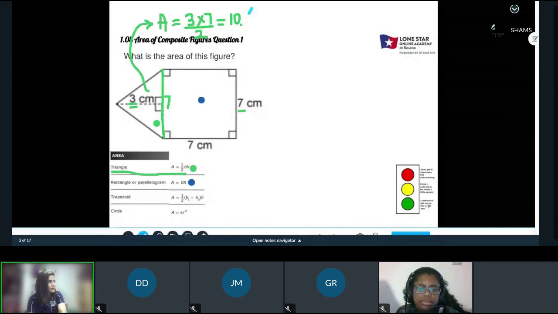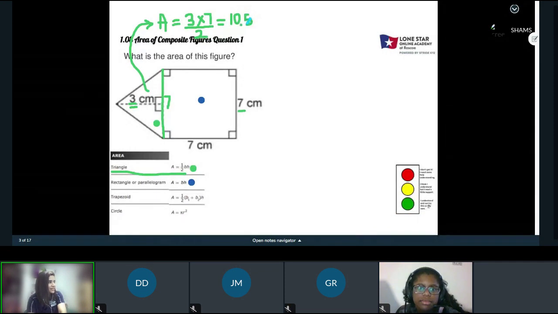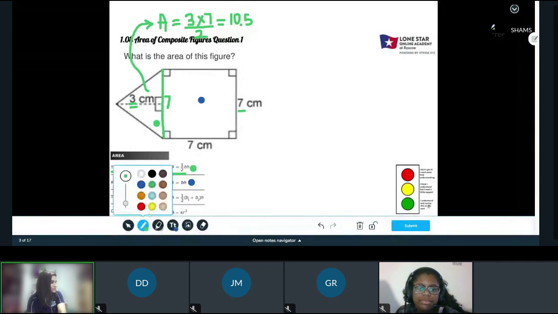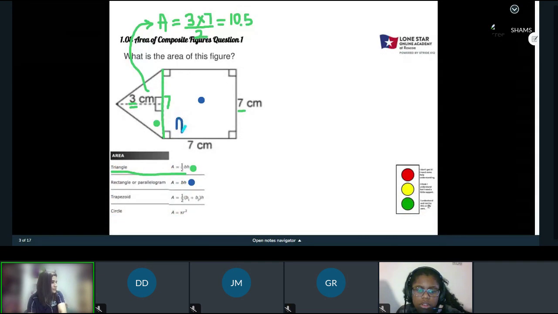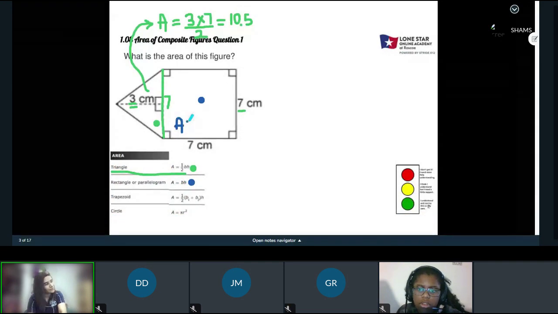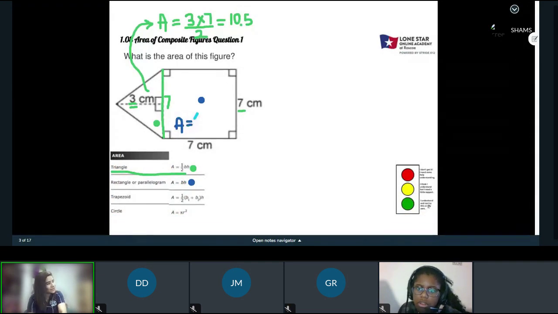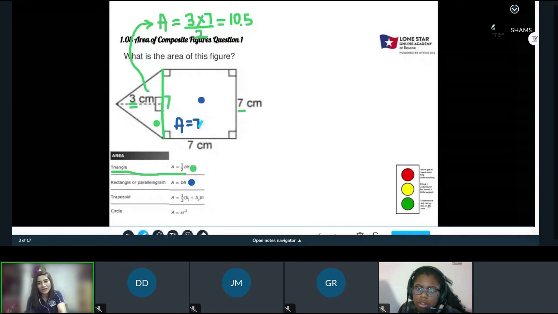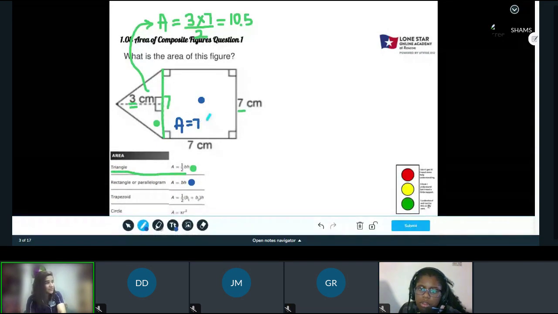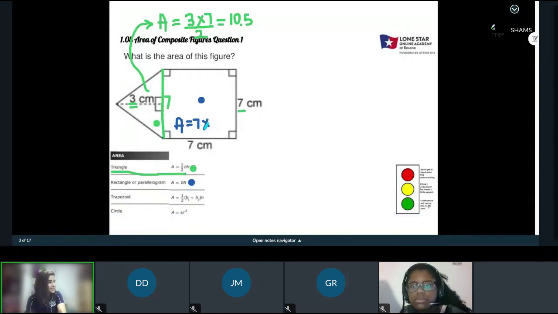Then I'm going to find the area of the rectangular part in blue color. To find the area of the rectangular part, the formula says just do base times height. For this rectangle, base is 7 and height is also 7. Basically, you have to square 7. 7 times 7 means square the 7, right? This is how we have learned in our unit for circles. So you get 49.